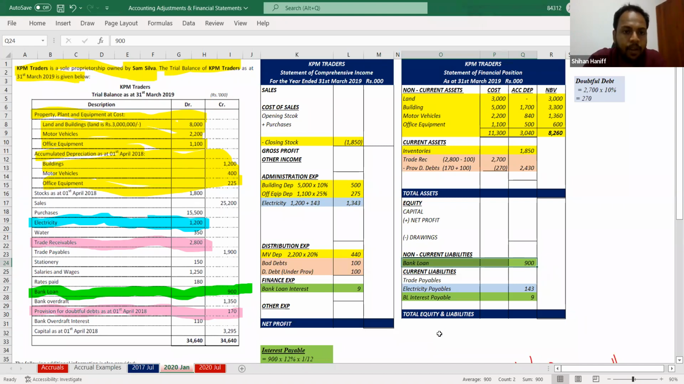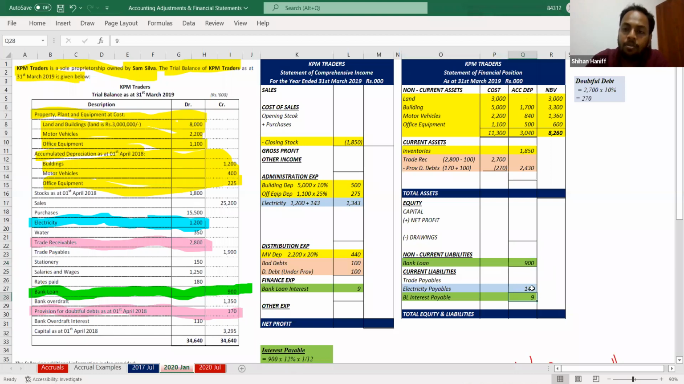And if they paid in the financial year, we need to deduct it. Yes, if the payment is done during the current financial year, then from the bank loan you have to deduct the capital portion. Let's say the capital portion is 100, then from the bank loan 900, you have to deduct 100 and only 800 will come here.